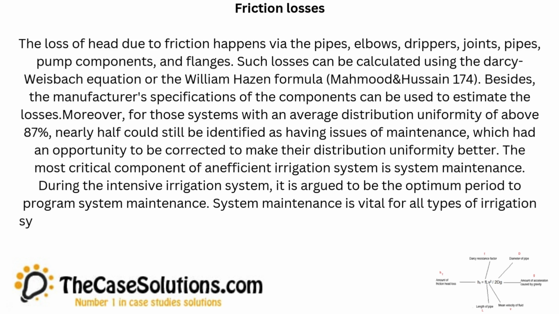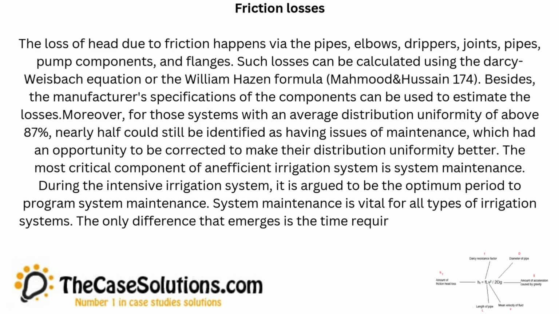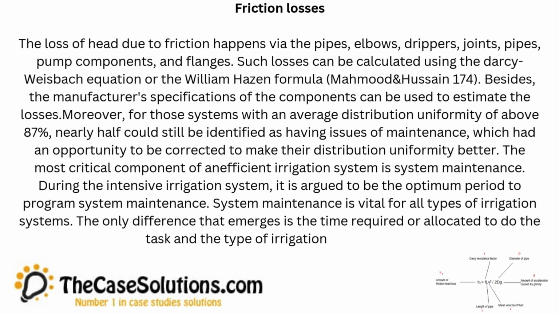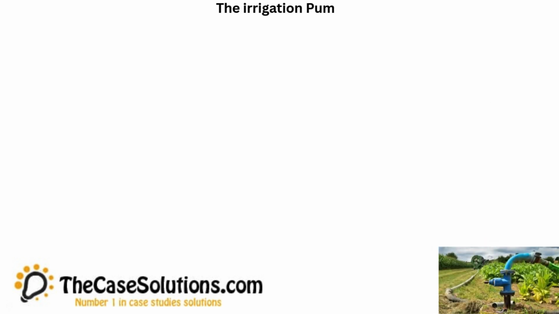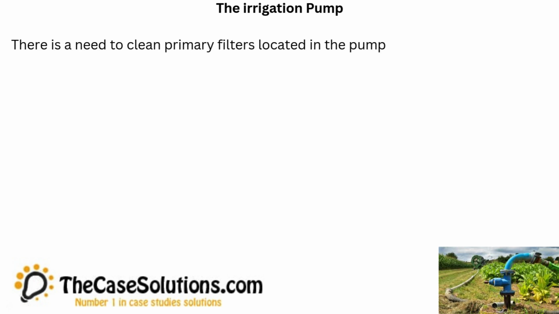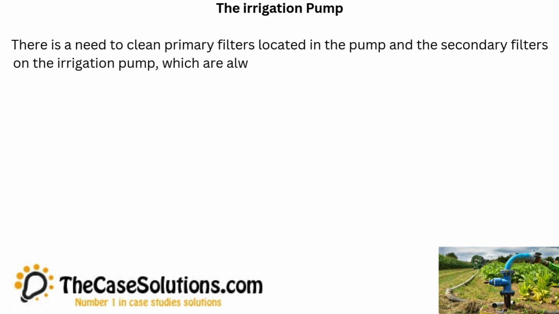System maintenance is vital for all types of irrigation systems. The only difference that emerges is the time required or allocated to do the task and the type of irrigation system used. The irrigation pump. There is a need to clean primary filters located in the pump and the secondary filters on the irrigation pump, which are always located in the field.